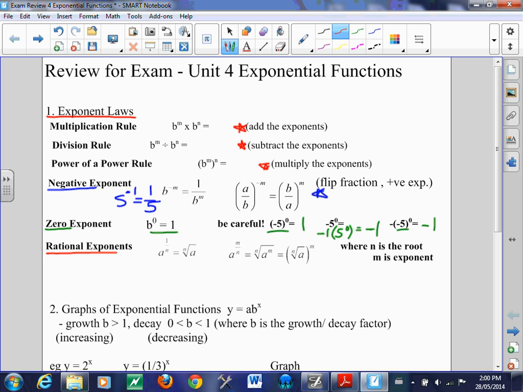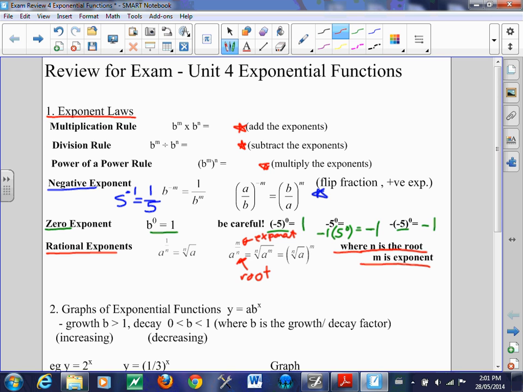Lastly, we learned about rational exponents. Rational exponents is where we have a fraction as exponent. Okay? And remember, ladies and gentlemen, that when you're taking a look at this, the top part, the m part, the m is the exponent. Okay, and the n part is the root. And I wrote it right here, just want to make sure you're aware of that.